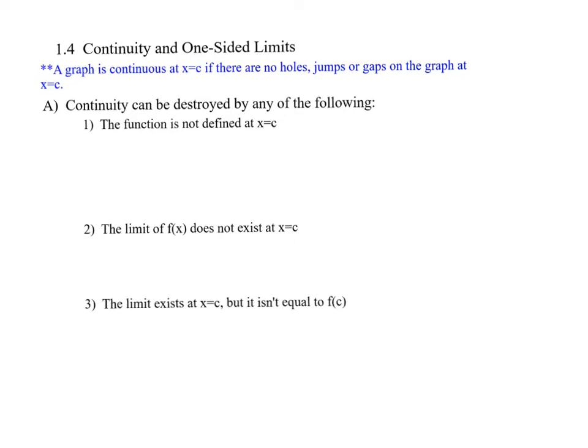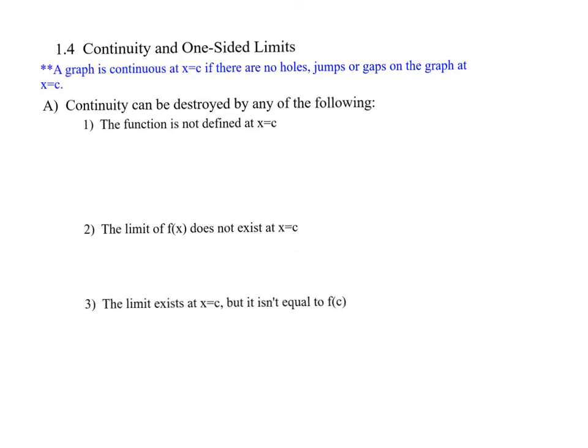Today we're going to discuss continuity and one-sided limits. In all, what we're going to see is that a graph is going to be continuous at a point x equals c if there are no holes, jumps, or gaps on the graph at x equals c. Let's start by looking at the three ways in which continuity can be destroyed.